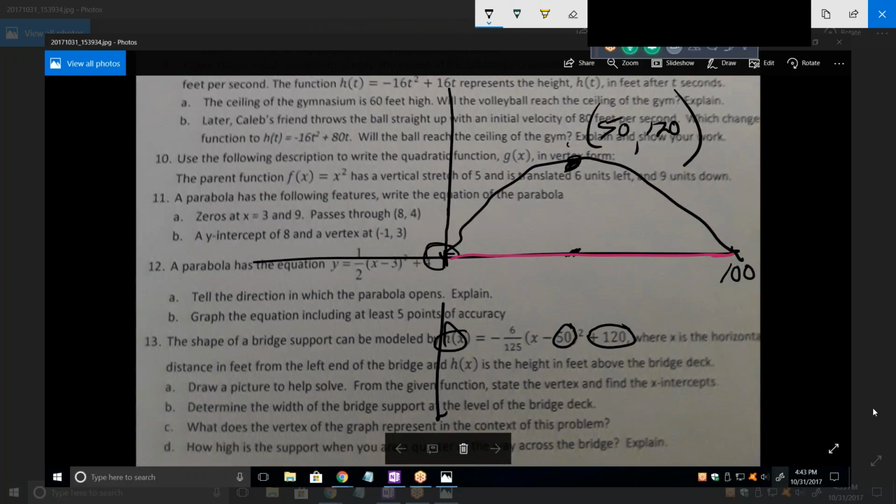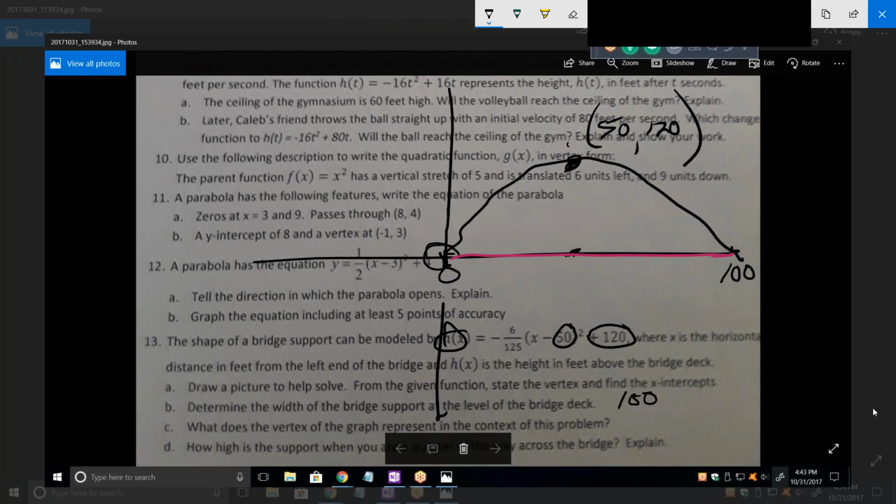Part C. What's the distance of my pink line? 100 feet. That's the width of the bridge support. In other words, the black parabola is the bridge support. They want to know how wide it is at deck level. Well, it goes from 0 to 100, so that's pretty easy. So the width is 100.